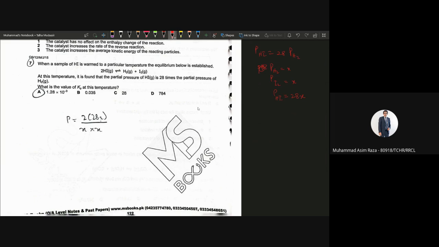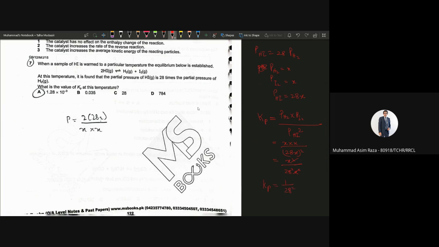Because in Kp we do not use moles but partial pressures, first of all we write down the moles. Its expression will be pH2 times pI2, because they have an equal number of moles and therefore the power will also be the same. Divide them by pHI, because it is a reactant, therefore it is in the denominator, and because it has two moles, a square will come here. So Kp is equal to x times x over 28x square. When you multiply, you will get x square over 28 square x square, so x square will cancel out, and you will have Kp equal to 1 over 28 square.